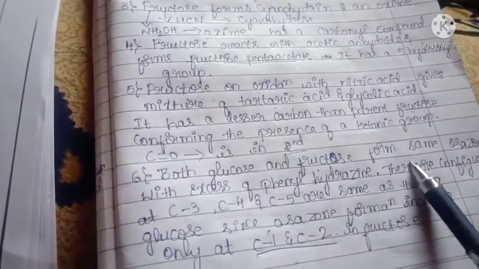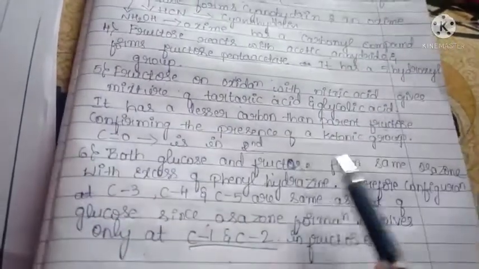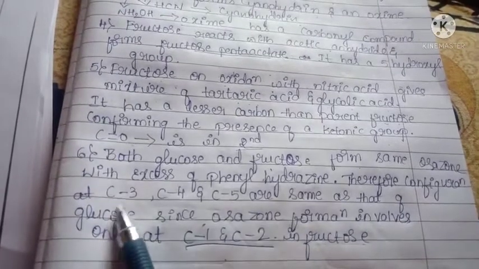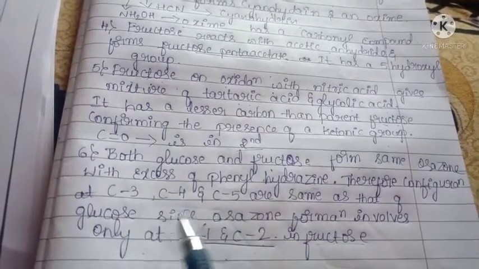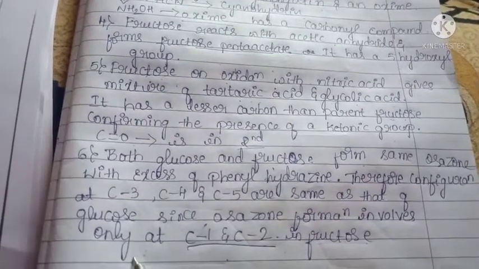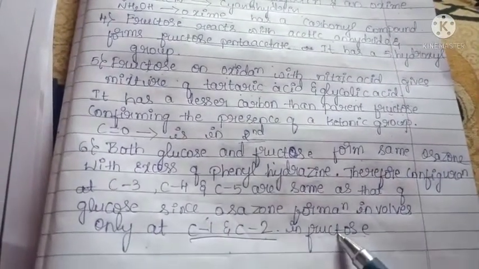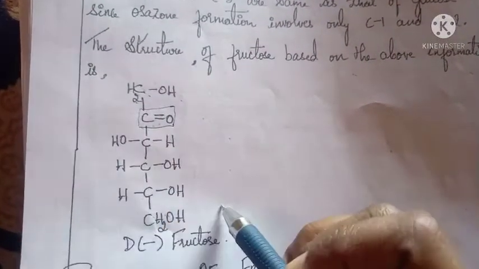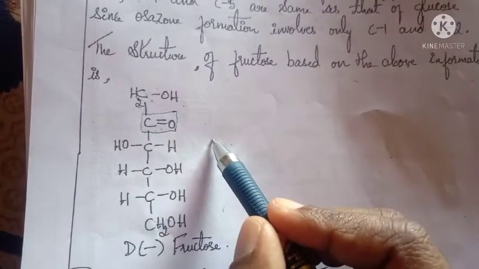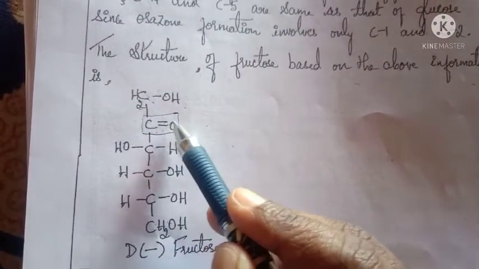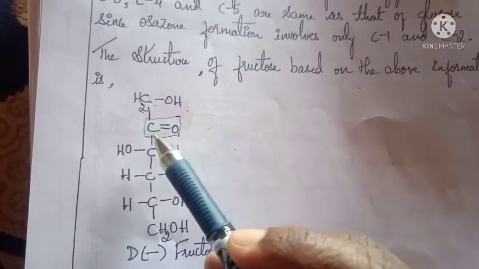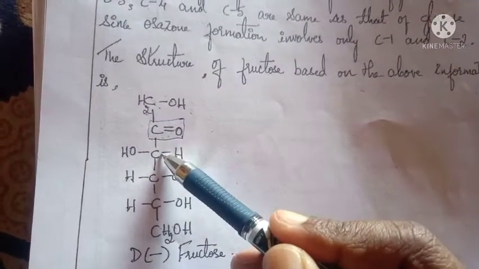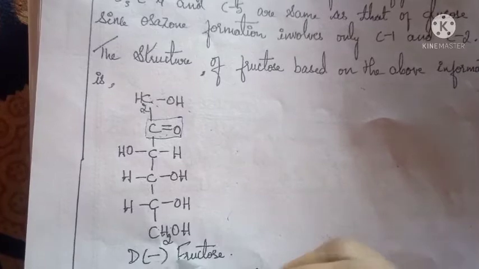Both glucose and fructose form the same osazone with excess phenylhydrazine. Therefore, the configuration is the same at C3, C4, C5 as glucose, but osazone formation involves C1 and C2 in fructose. This is the structure of fructose based on the above information. At the second position, it has a C double bond O group, the keto group. There will be changes in the first and second carbon atoms, and all other carbon atoms are the same as in glucose, D-fructose.